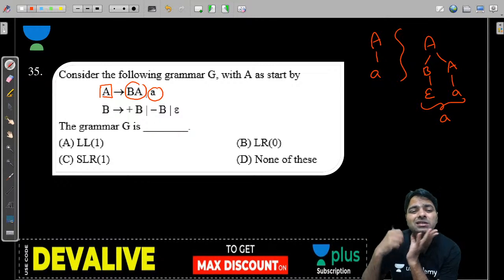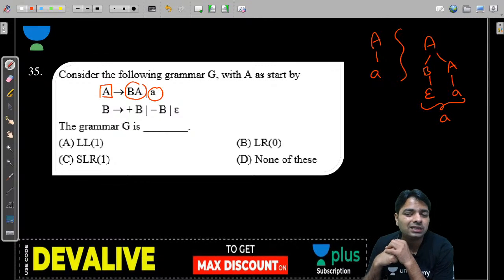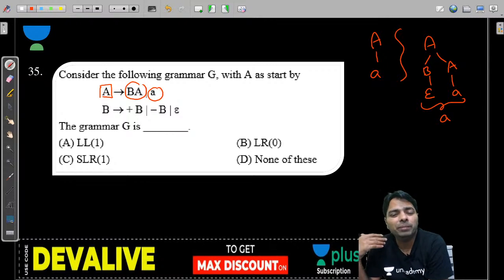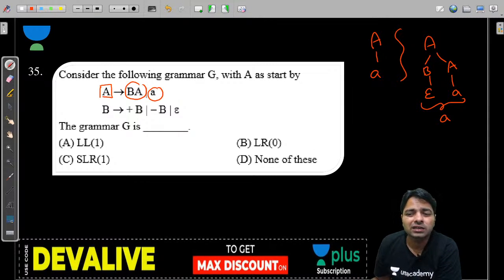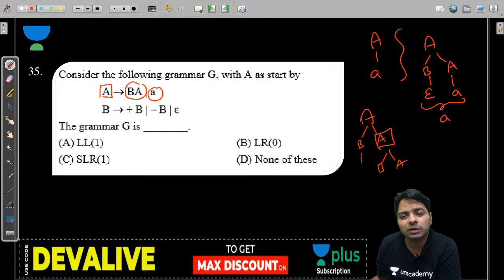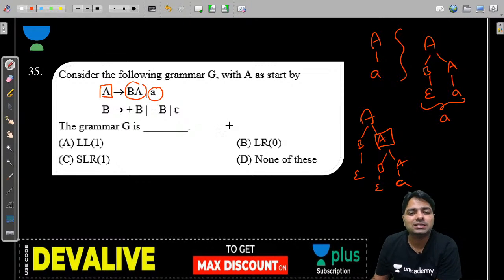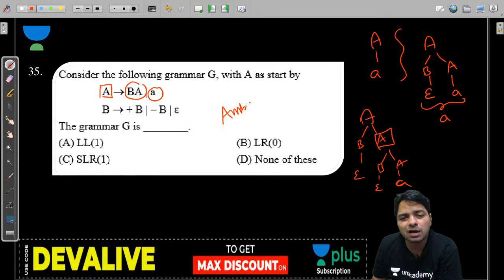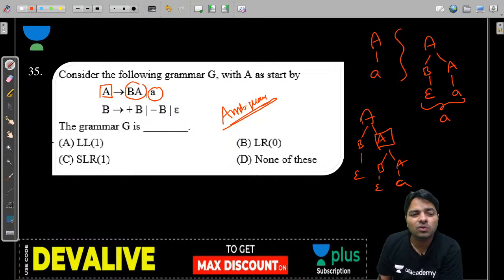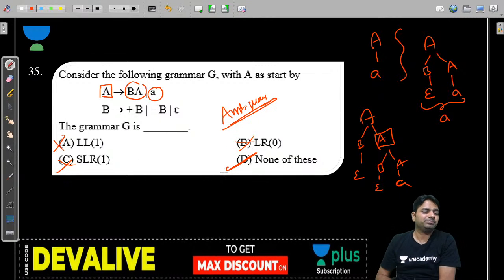If anybody asks how many parse trees are there for small a, infinite, guys, because A derives BA and can give many parse trees here. When you want another parse tree, what you do, this A you again substitute with BA. Now you can put epsilon for this, you can put A for this. So for a single a, how many parse trees? Infinite, guys. So that makes the grammar ambiguous. And the grammar is ambiguous. Now no option of this, directly none. Yes.